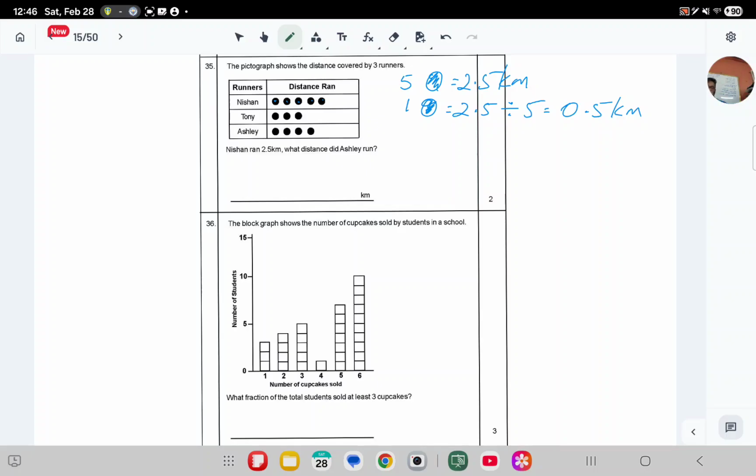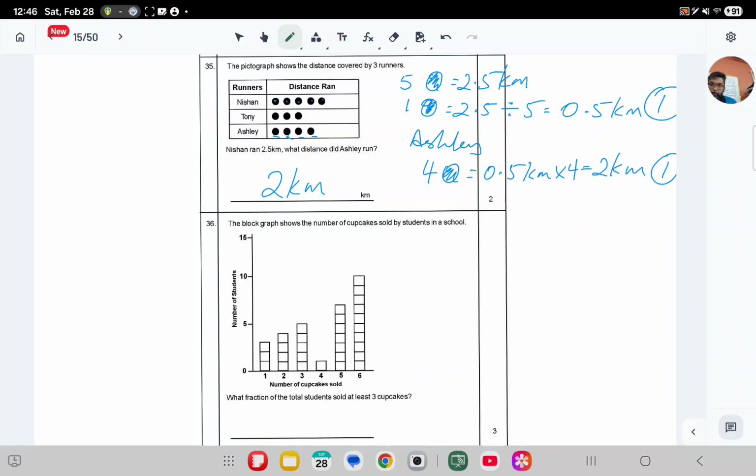So we know that one ball represents 0.5 kilometers, or half a kilometer. From here now, I wanted to calculate Ashley. Ashley is 1, 2, 3, 4. So Ashley is 4, which is equal to 0.5 kilometers multiplied by 4. Alright, and 0.5 multiplied by 4 will give us 2 kilometers. So 2 kilometers. 1 mark for calculating, 1 mark for the final answer.